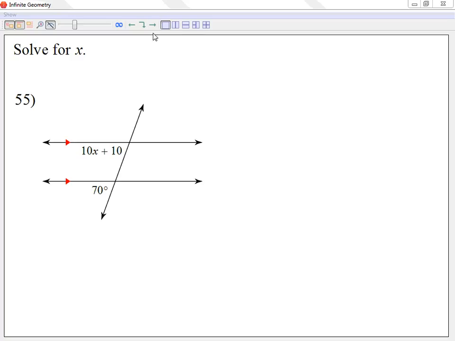We can see that the instructions are to solve for x. I know for the four cases, when we have parallel lines and a transversal, same side interior is the only one that adds up to 180, but the other three equal each other. In our case here, we have corresponding angles, so they do equal each other. So I'm going to have 10x plus 10 is equal to 70.